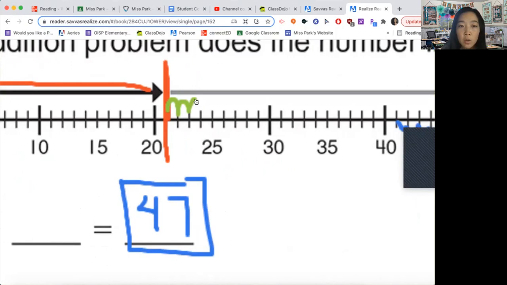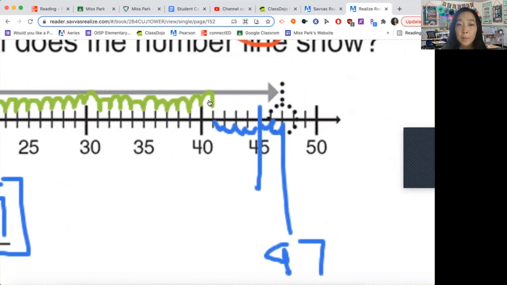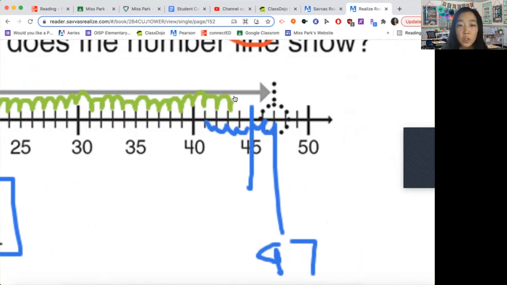1, 2, 3, 4, 5, 6, 7, 8, 9, 10, 11, 12, 13, 14, 15, 16, 17, 18, 19, 20, 21, 22, 23, 24, 25, 26.